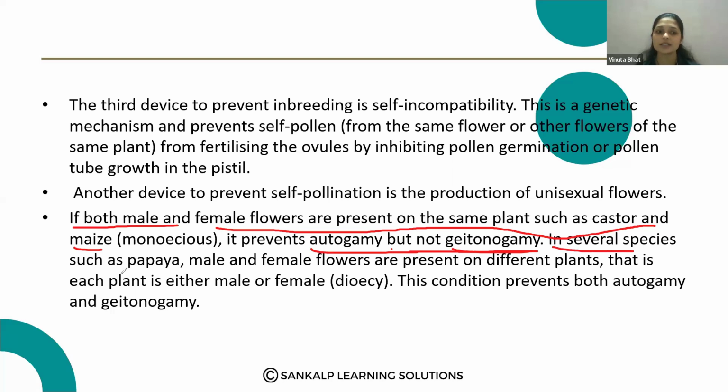In several species such as papaya, the male and female flowers are present on different plants, so that is the dioecious plant. Monoecious plants, like castor and maize, have male and female flowers on the same plant. In papaya, that is the dioecious plant. Dioecious means male and female flowers are present on different plants. So like that they achieve cross pollination. So this is about the outbreeding devices.